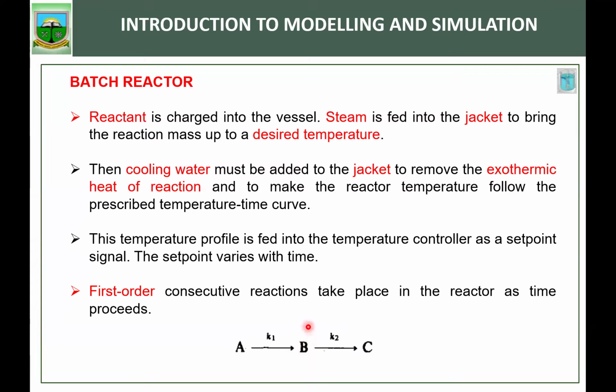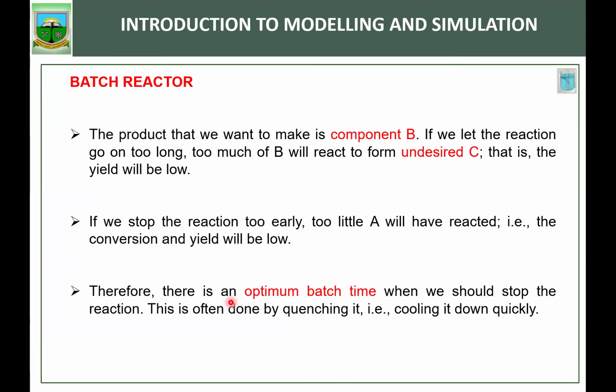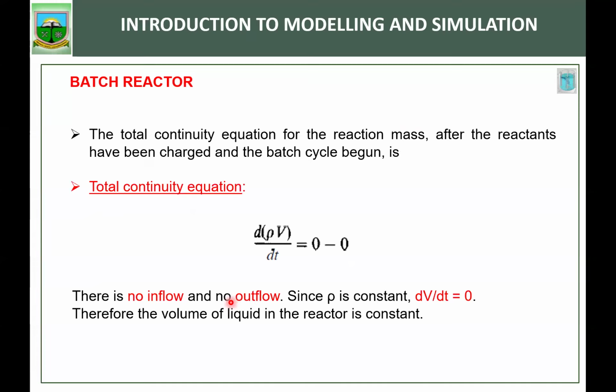Yeah. So they are saying that the reaction here is a first order reaction. And the desired product is B, but if it takes too long, it might turn into an undesired product, which is C. So we must make sure that we stop this very early. And that is what we call the optimum batch time. In some equipment, you might call it the retention time, but this one, we call it the optimum batch time. So let's look at the equation now.